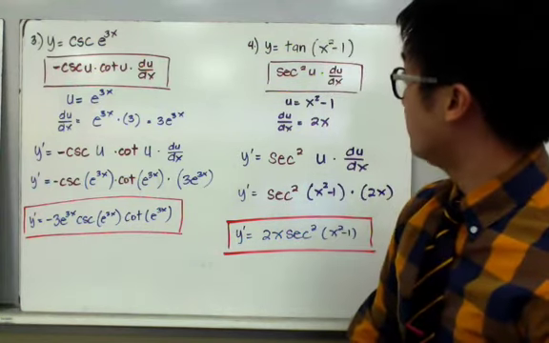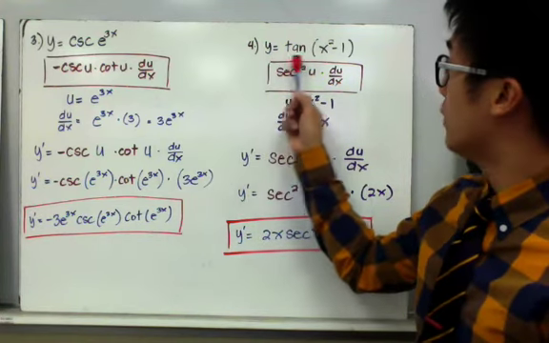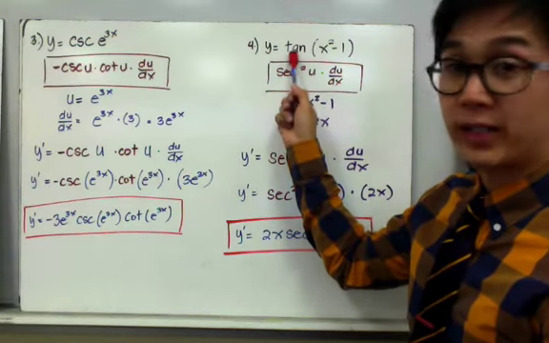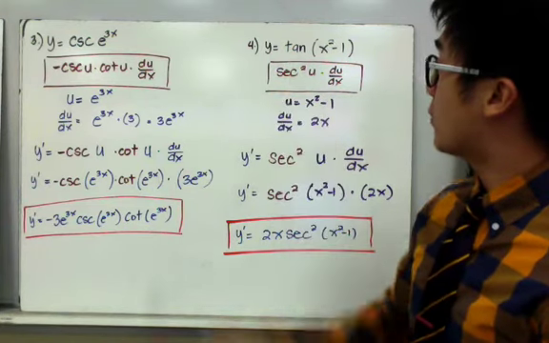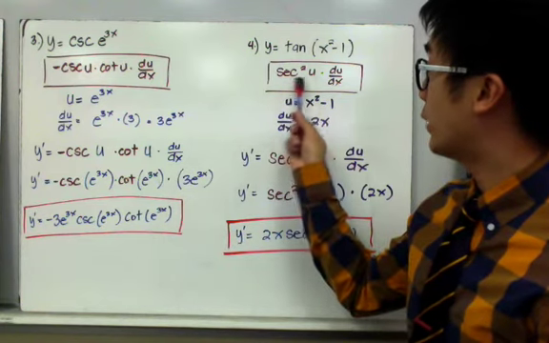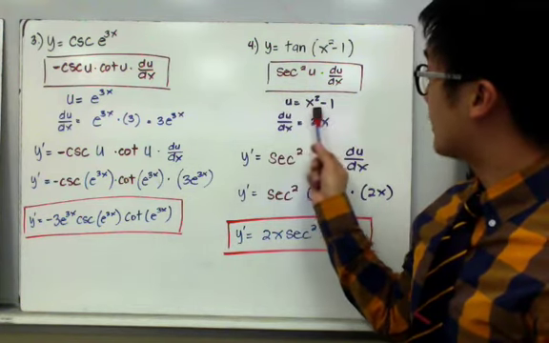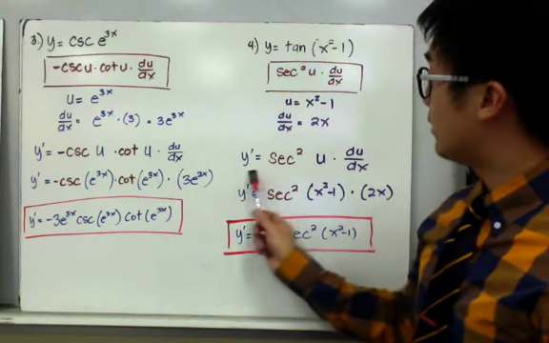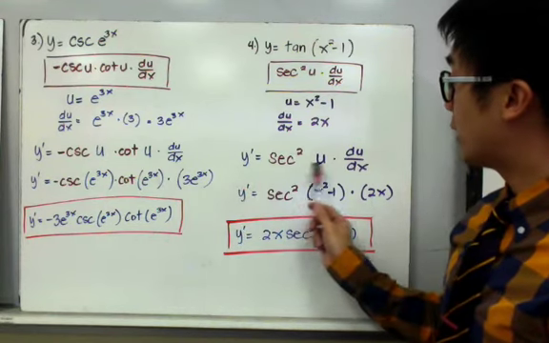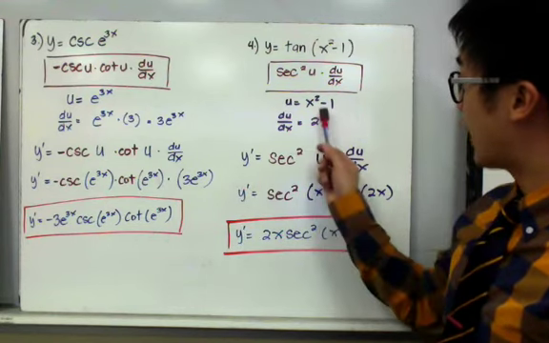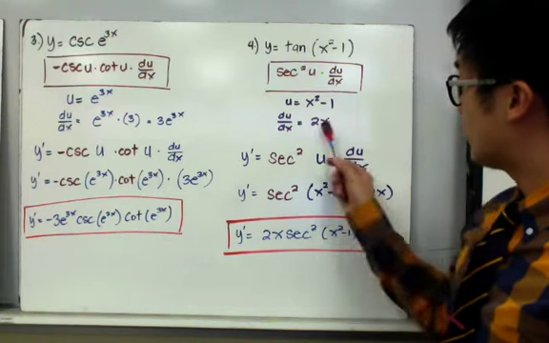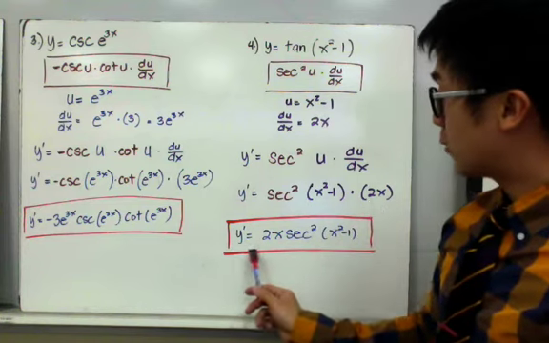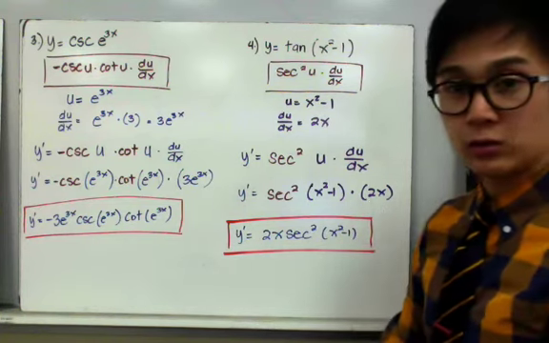And for number 4, we have y equal to tangent of x squared minus 1. So once again, since we are given tangent, the derivative of tangent from our formula sheet is secant squared u du dx, wherein u is x squared minus 1, and the derivative of u is 2x. And by plugging it into the derivative formula, secant squared u du dx, u is x squared minus 1, and du dx is 2x. And if you want to further simplify this derivative function, y prime is equal to 2x secant squared of x squared minus 1.